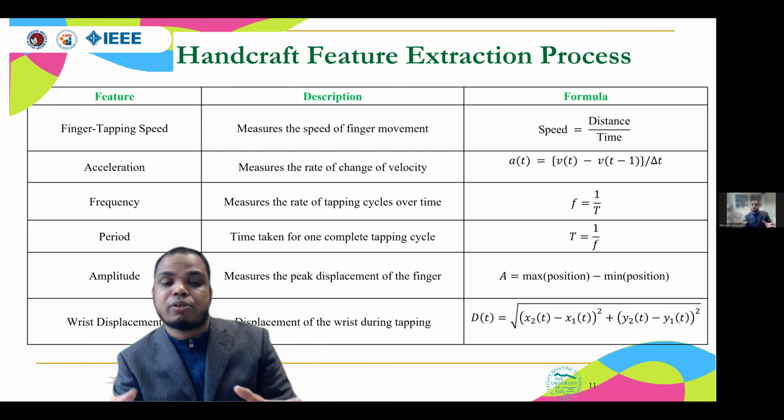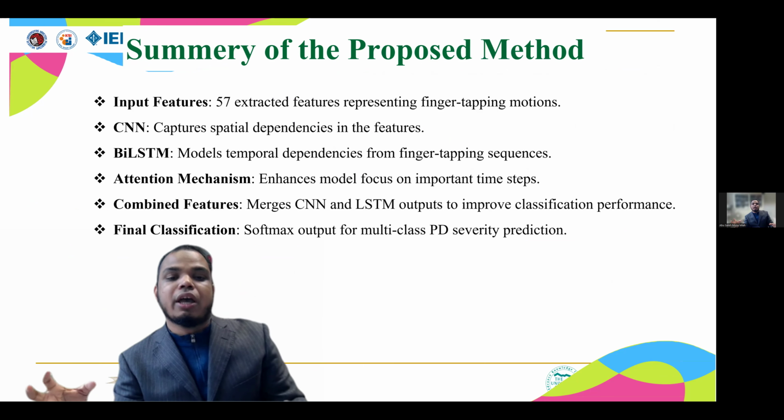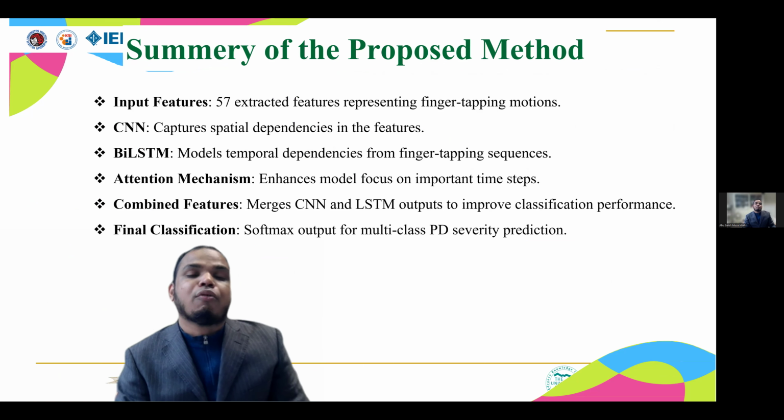In summary, we extracted the 57 handcrafted features. Then we applied the CNN to capture the spatial dependency, and the BiLSTM to capture the temporal dependency. Then we integrate the spatial-temporal enhancement, and finally we produce the PD score.